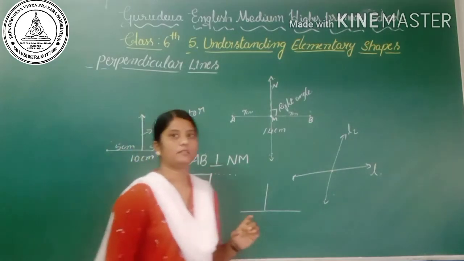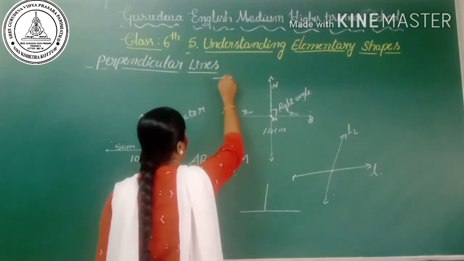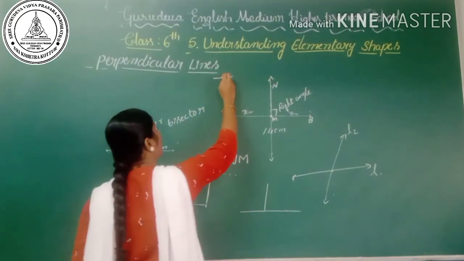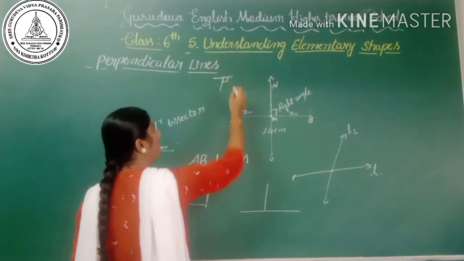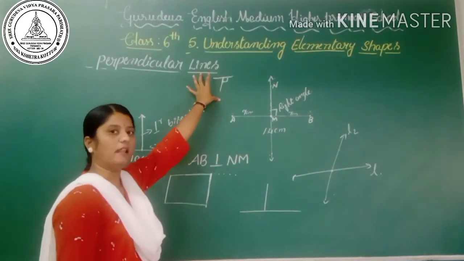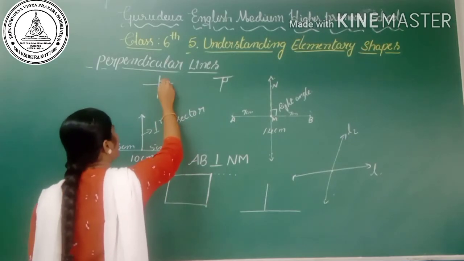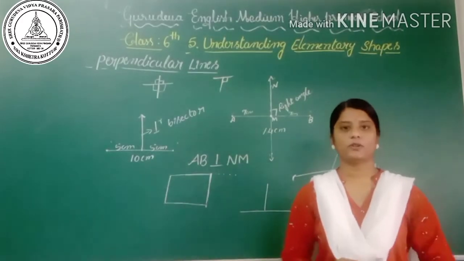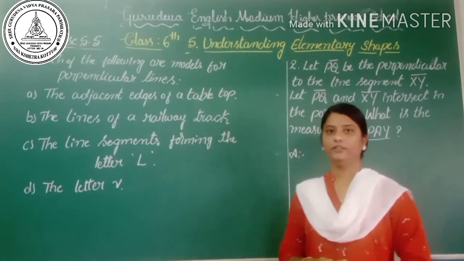And also the English alphabet T is a perpendicular line. Here the lines meet at one point and form a right angle, so the lines are called perpendicular lines. Also the plus mark, have you seen that? It also forms right angles. Is it clear? Yes. Let's solve exercise 5.5.